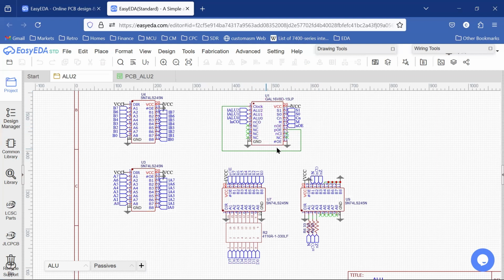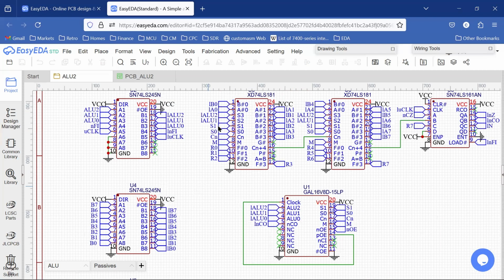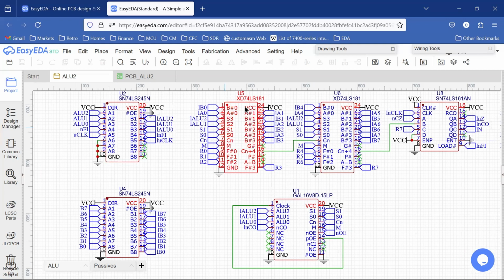And the other change is I reordered the output signals on our GAL chip. The reason why I did that was to match the input signals to the 74LS181s, the ALU chips. So again, to eliminate crossover. So these are just going to be straight wires in, right? We have S1, S0, CN, and M. So those have been reordered to match the physical pin ordering of the ALU chips themselves.